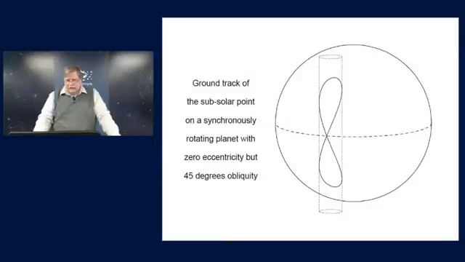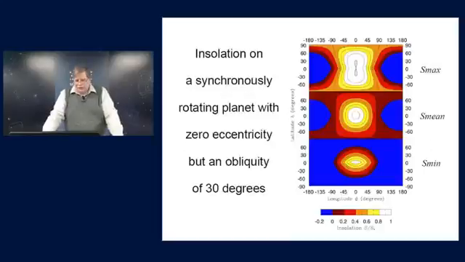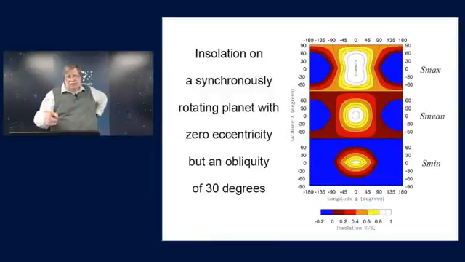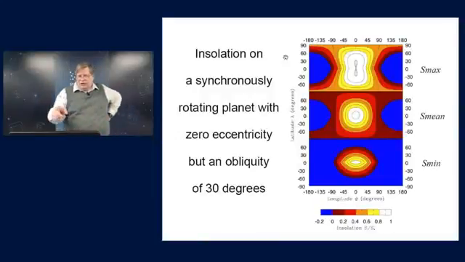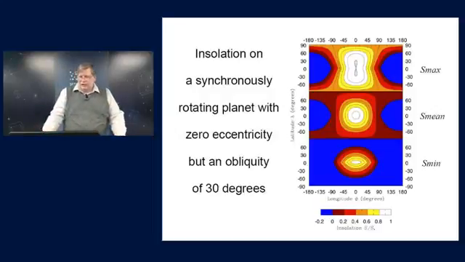Well, here's a case for a synchronously rotating planet. Again, there's no eccentricity, but I've given this an obliquity of 30 degrees. So if you look at the maximum insolation up in the top panel here, you can see that the 99.99% insolation contour is making a figure-8 loop that's just tracking that analemma, the subsolar ground track. You can see that the insolation is very high on one side of the planet, but it vanishes on the far side.